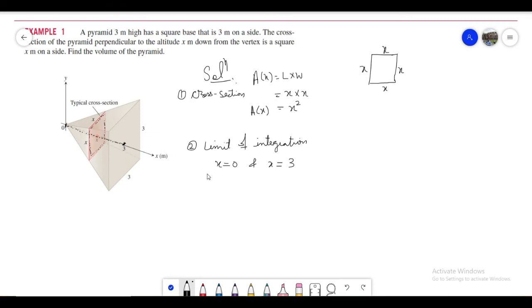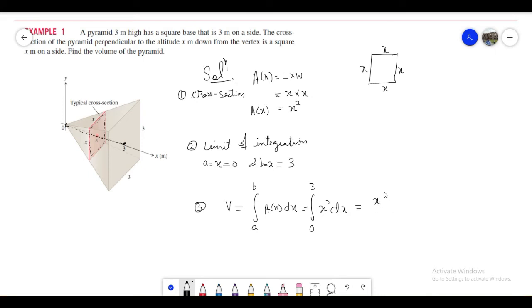Now the third step is you have to evaluate this integral. So the volume V is equivalent to the integral from A to B of the cross-sectional area A of x dx. Of course, this is equivalent to A, and this is equivalent to B, starting from 0 to 3. The cross-sectional area is x squared, and dx. And you can easily evaluate this integral, which is of course a definite integral.